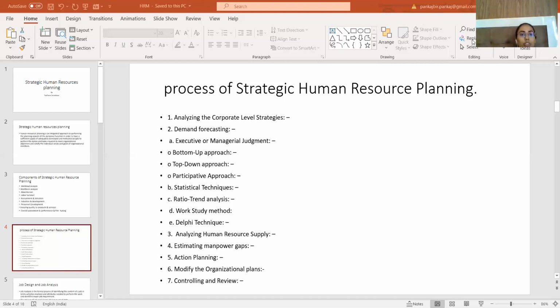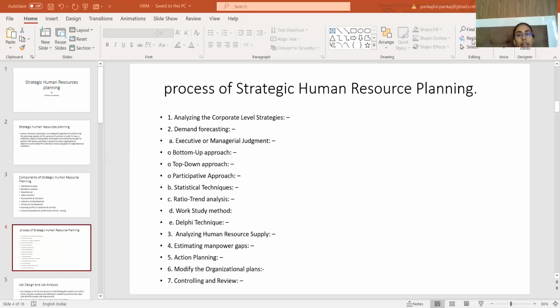The second strategy is known as the top down approach. Here the management prepares the requirement and sends the information downward to the supervisory level, and the supervisor will finalize the final demand. The third approach is the participative approach. It is a mixture of the bottom up approach and the top down approach. Here the supervisor and management sit together and prepare the projection of future human resource requirement. So these 3 approaches are used for the executive and managerial judgment method.